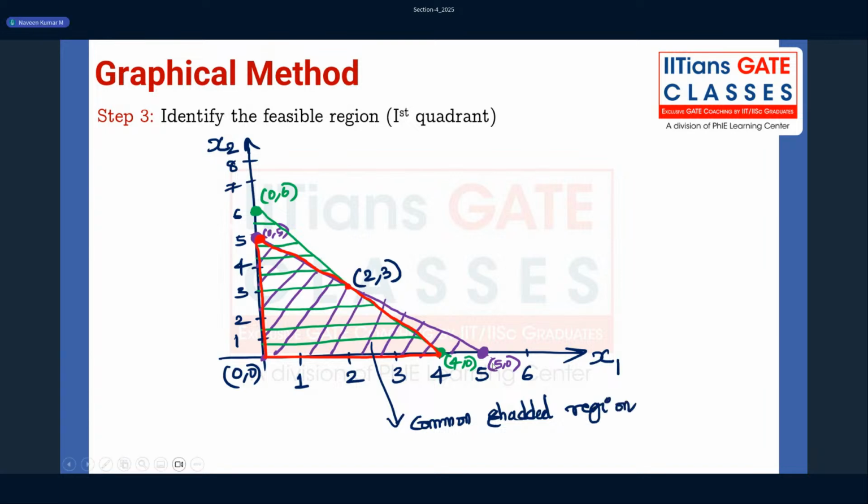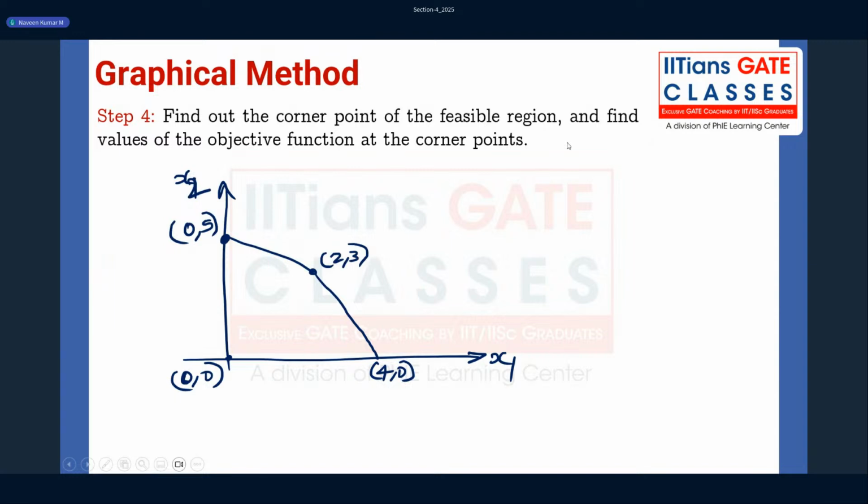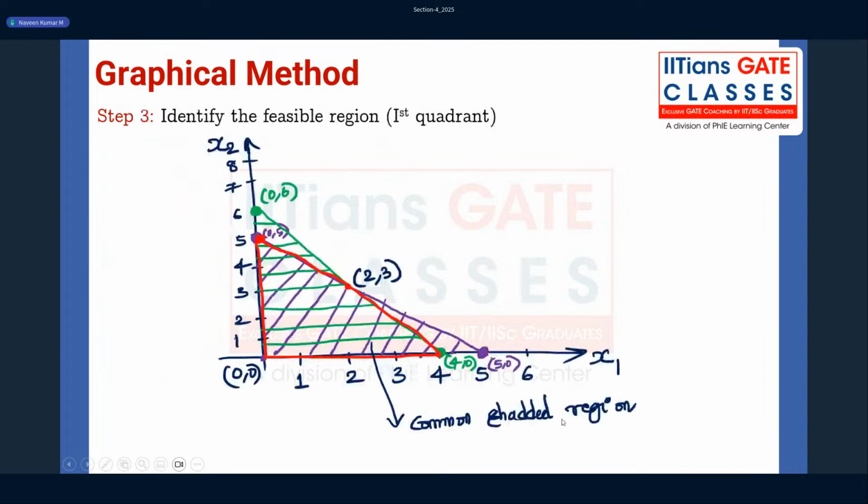Right? Now what I'm going to do is find out the corner points. What are the corner points? Corner points A, B, C, and D. So find the corner points of the feasible region. This is the feasible region for the given problem.